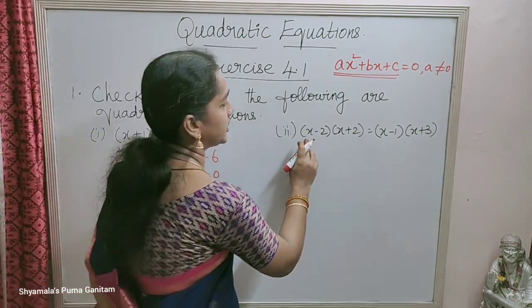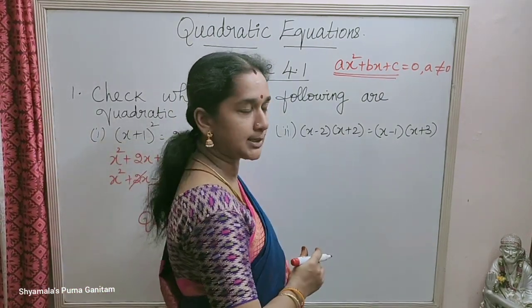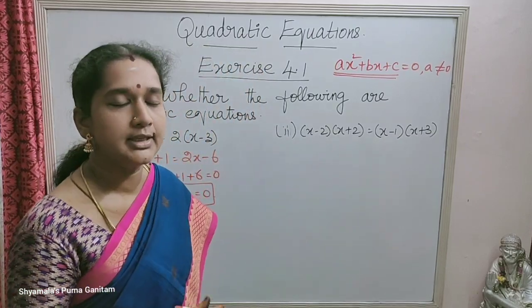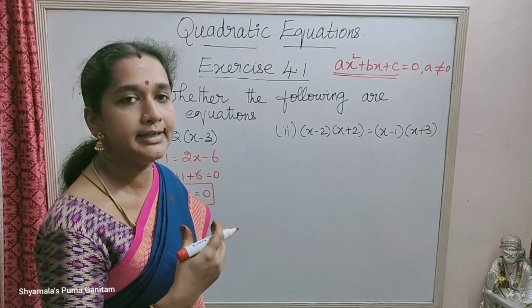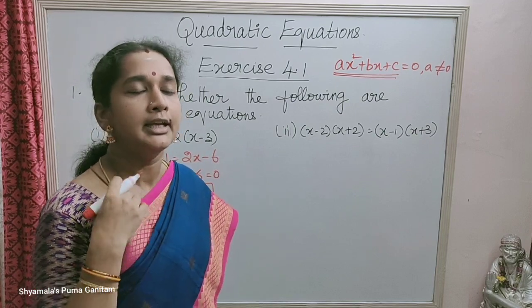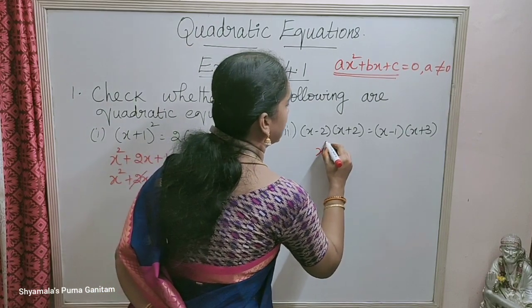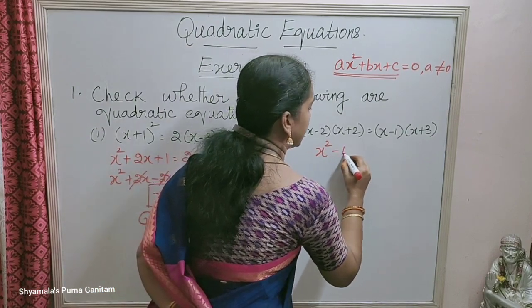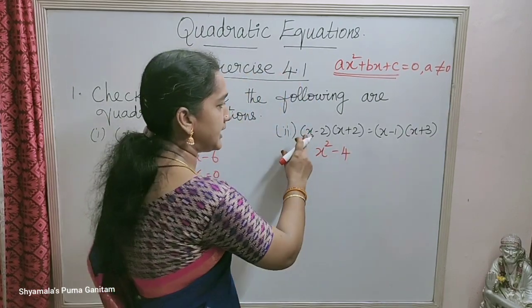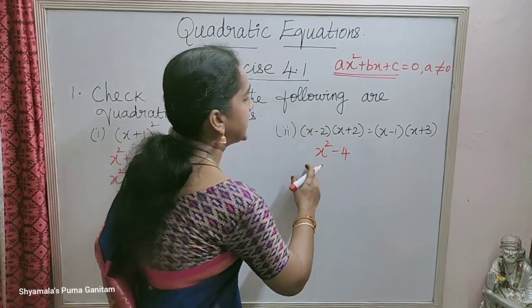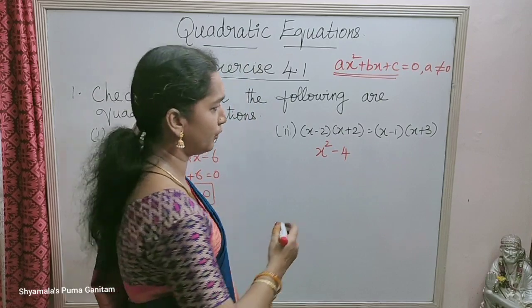Okay. So this one is (x minus 2) into (x plus 2). So this one is of the form (a plus b) into (a minus b). If we use the identity (a plus b)(a minus b), it is a squared minus b squared. So when we simplify this, we will get x squared minus 4. So a is x and b is 2, so a squared minus b squared is x squared minus 4.